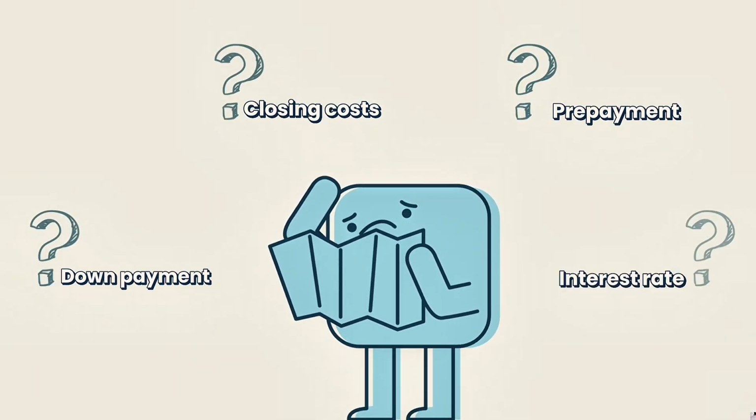Okay, so you're getting a mortgage and you're hearing all of these terms getting tossed around and you're thinking, what is all of this? Prepayment, down payment, closing costs, interest rate. What are all these things?